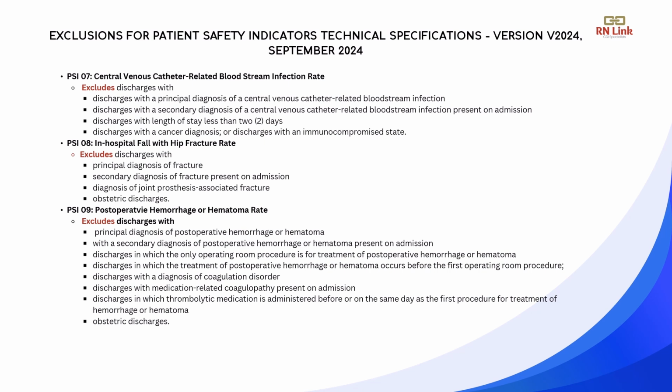Excludes discharges with principal diagnosis of postoperative hemorrhage or hematoma. With a secondary diagnosis of postoperative hemorrhage or hematoma present on admission. Discharges in which the only operating room procedure is for treatment of postoperative hemorrhage or hematoma. Discharges in which the treatment of postoperative hemorrhage or hematoma occurs before the first operating room procedure. Discharges with a diagnosis of coagulation disorder.